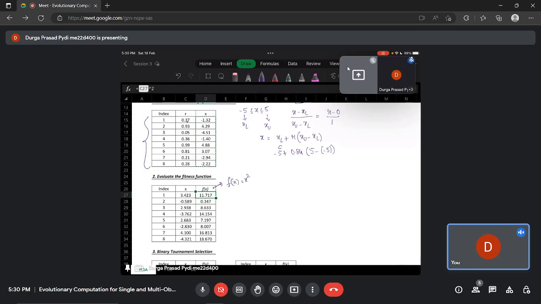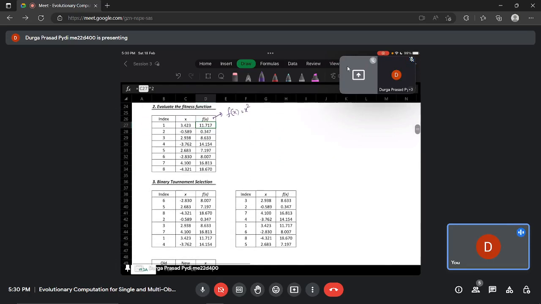So you essentially do the square of all these x and you get the fitness values. That is your next step. So you iterate over all your individuals, like for 1 to 8, and then get all the fitness values. The next step is binary tournament selection. For this, what we essentially need is only your fitness values. We are not concerned about the actual values of the arguments, as in x.